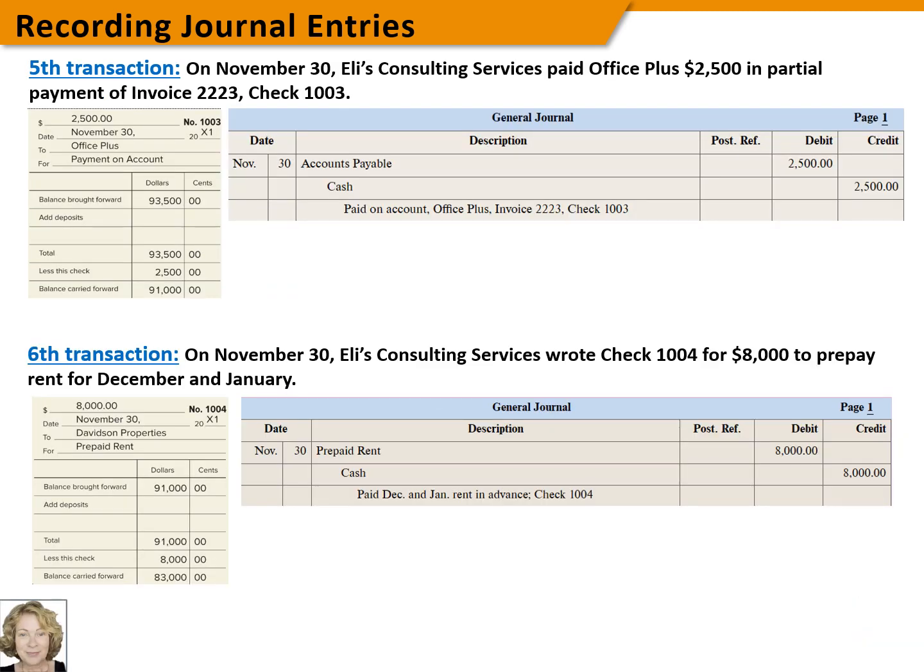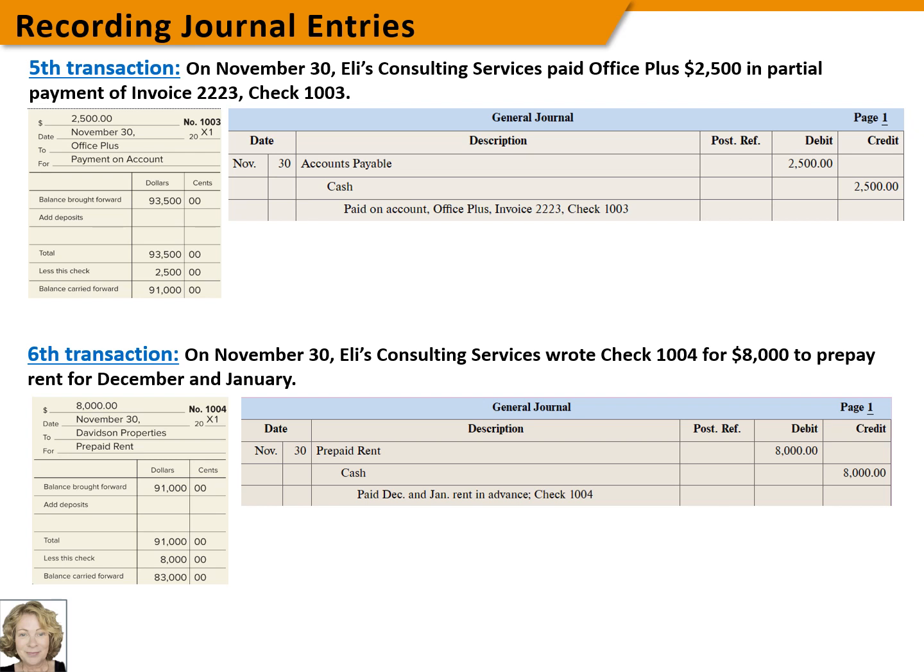For the fifth business transaction, we debit accounts payable for $2,500 and credit cash for $2,500. Why? Well, our accounts payable decreased, and accounts payable are liabilities, which increase with credits and decrease with debits. We credit cash because it's an asset and it decreased, and assets decrease with credits.